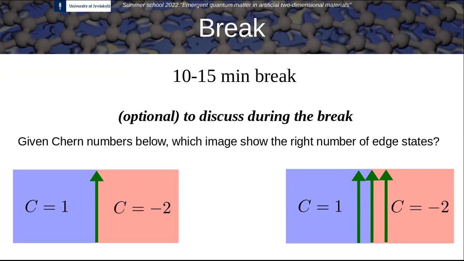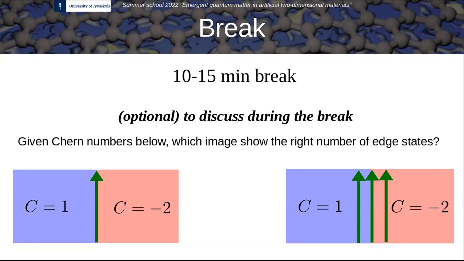So before we continue with the session, let's briefly discuss if you had some time to think about this. Any thoughts on which of the two sketches depict the right interface between two different Chern insulators, with Chern number 1 and Chern number 2?